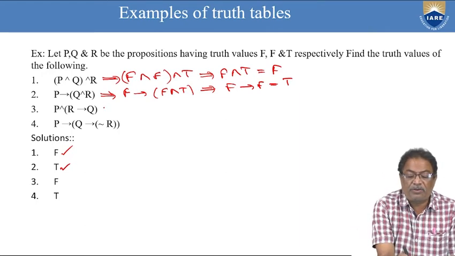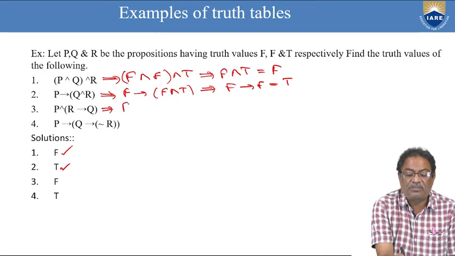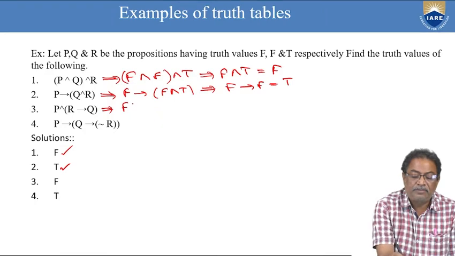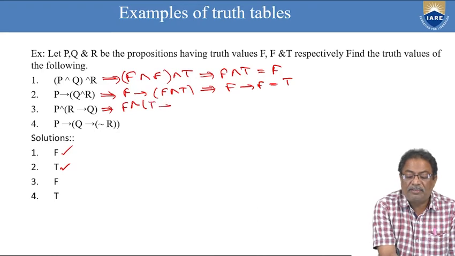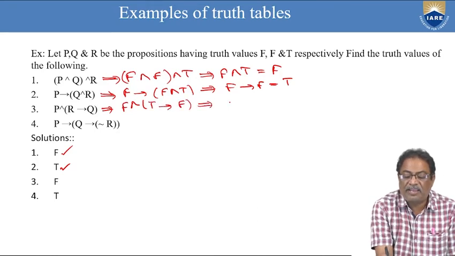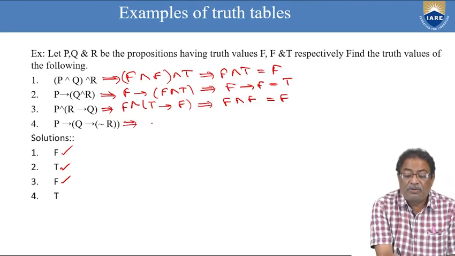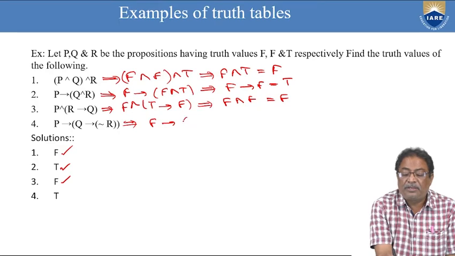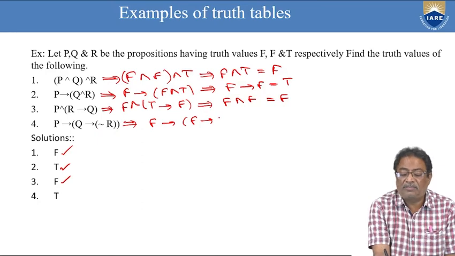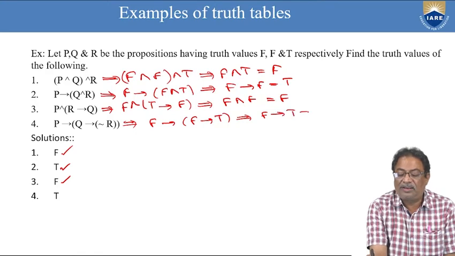And for the third one, the first is false. Then R is true and Q is false. So this is once again false and false, which equals false. Next, another one: P is false, then Q is false, then negation of R, negation of true, will be false. So then it becomes false to true, and the result will be true.